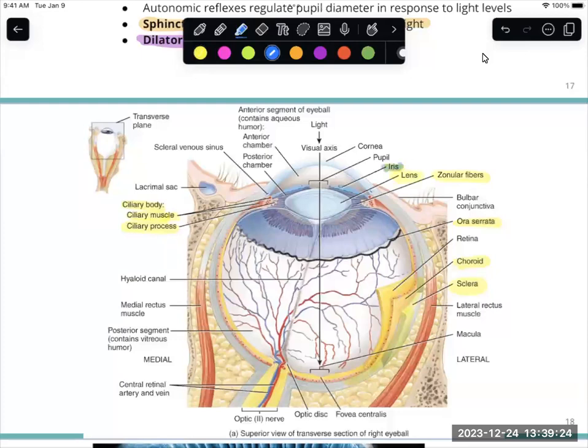That iris is this colored portion of your eye, and then the pupil is this opening in your eye. We also mentioned the cornea. The cornea is this clear layer on your eye. It's on the visible portion of your eye. If you wear contacts, you're putting contacts on top of that cornea.